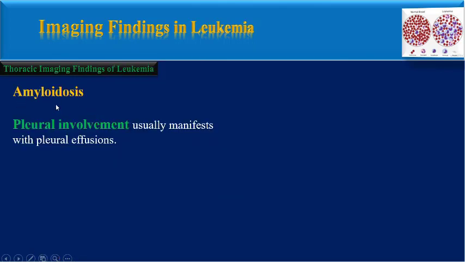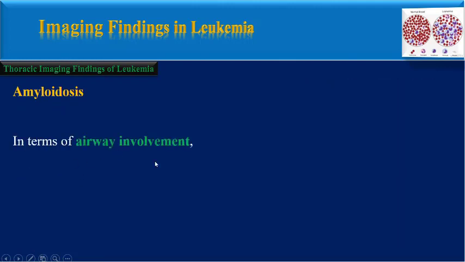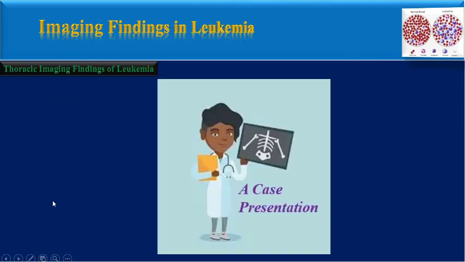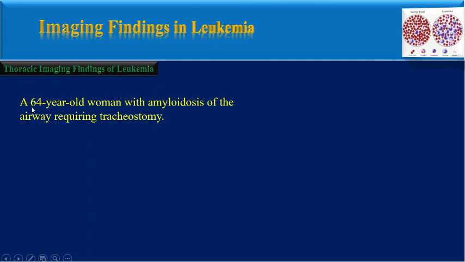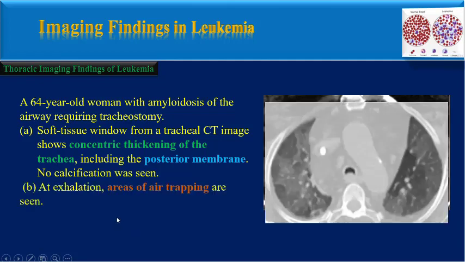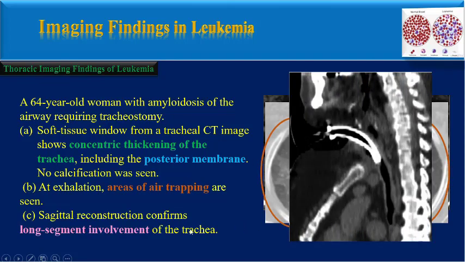Pleural involvement in amyloidosis usually manifests with pleural effusion. In terms of airway involvement, long segment concentric tracheal narrowing is characteristic. Now a case presentation: a 64-year-old woman with amyloidosis of the airway requiring tracheostomy. This soft tissue window tracheal CT image shows concentric thickening of the trachea, including the posterior membrane, but no calcification was seen. At exhalation, areas of air trapping are seen. And the sagittal image confirms long segment involvement of the trachea.